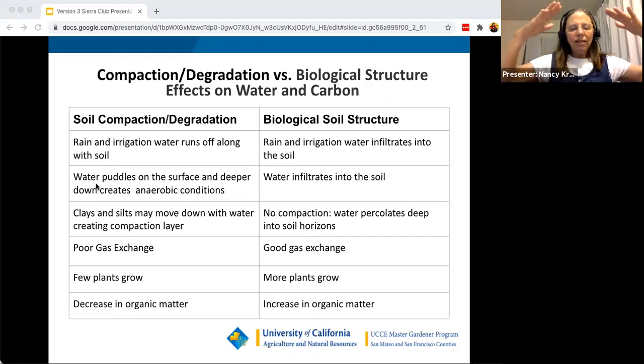Sometimes clays and silts in a compacted soil tend to move down, creating a compaction layer lower down in the soil as well. However, in a well-structured soil, clays and silts are held in place by those water-stable aggregates, and water can percolate deep into the soil horizons, recharging groundwater and aquifers.